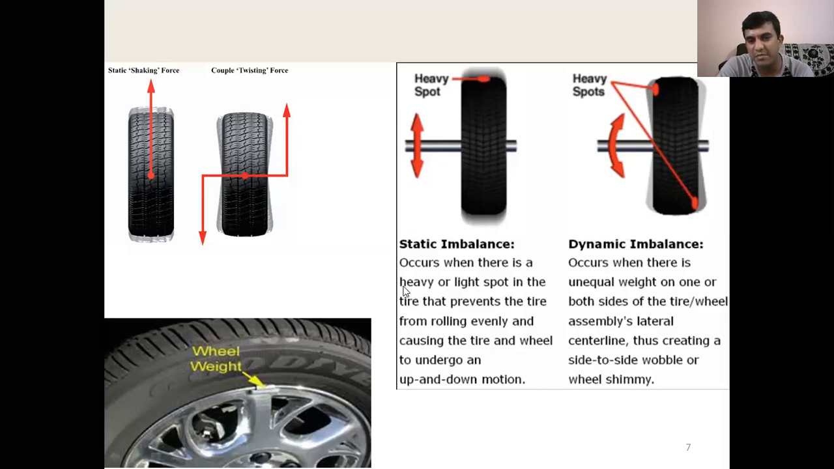A static imbalance occurs when there is a heavy or light spot in the tire that prevents the tire from rolling evenly, causing the tire and wheel to undergo an up and down motion. The best example is a bicycle. Suppose your bicycle tire is punctured or blasted. The workshop man gives another piece of tire to the main bicycle tire, right? Then you ride it.